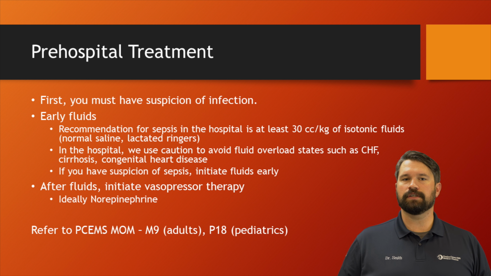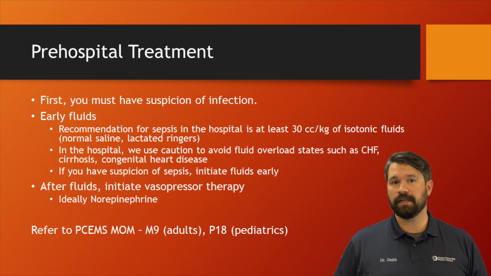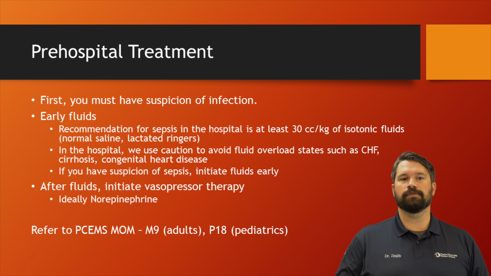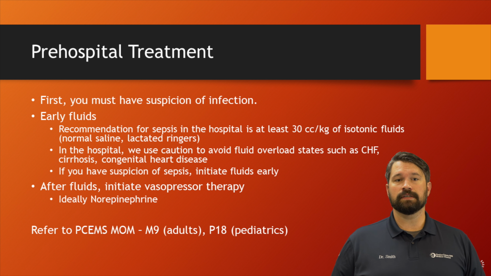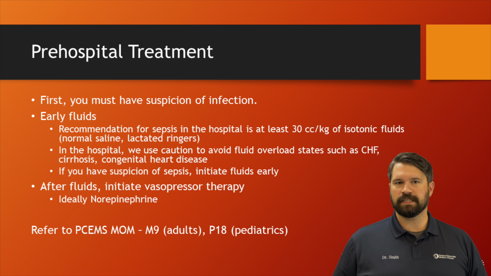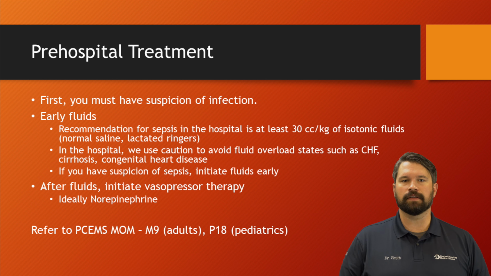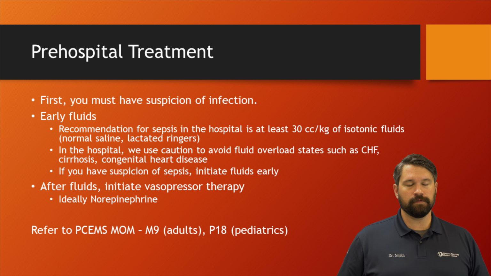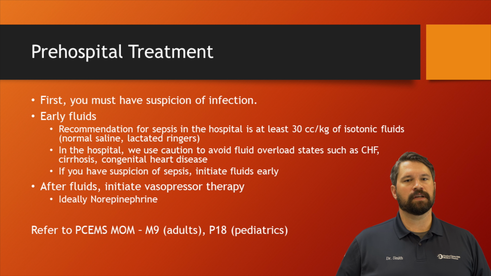Now, sometimes we use caution in the hospital, or we want to give less than 30 cc's per kilo. Maybe they're hypertensive, they're not in septic shock. Maybe they have a history of fluid overload status, CHF, cirrhosis. Kids with some congenital heart diseases can be very, very fluid sensitive. So if you ever have any concerns about somebody's fluid status, please contact Online Med Control. We're happy to talk through with you. So again, fluids early are key. I hope I've said that enough. Now, after fluids, if they're still hypotensive, then we want to start considering pressors, especially norepinephrine.